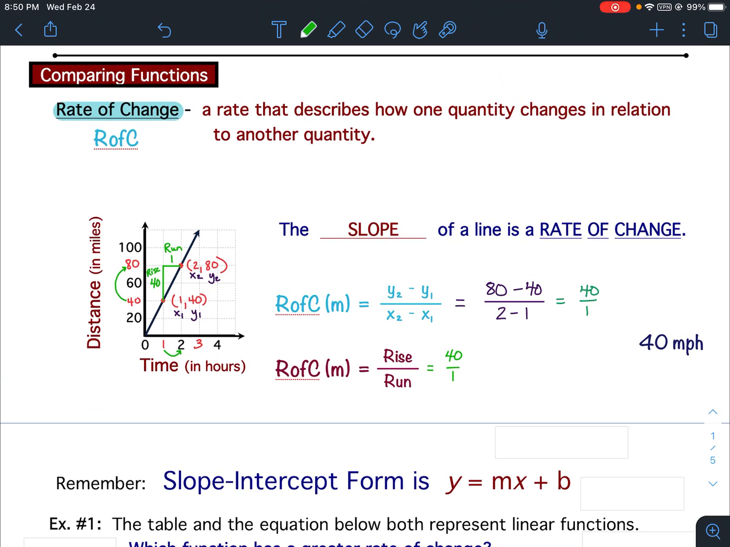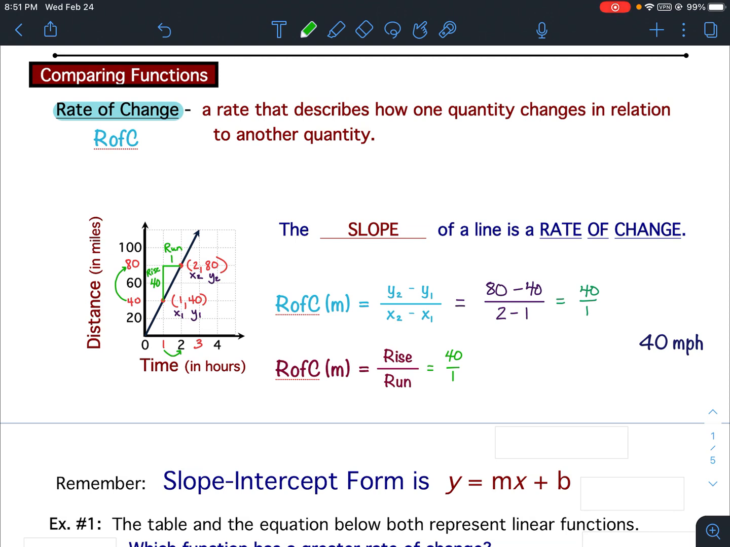We're going to compare functions in this lesson. Sometimes you'll be asked to compare the rate of change. Sometimes you're going to be asked to compare the y-intercept. None of those things are new to you. We've talked about rate of change. We've talked about the y-intercept. The only thing that might be new is now you're going to be asked to compare the x-intercepts, and we will get to that later in the lesson.